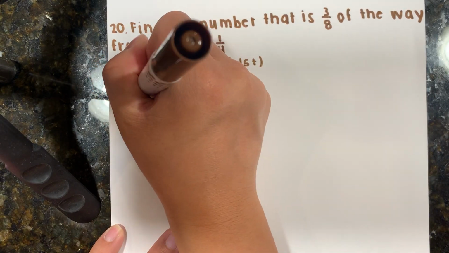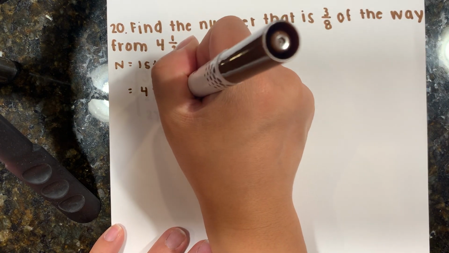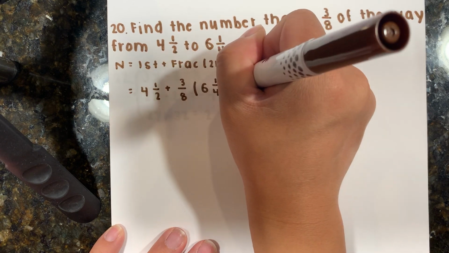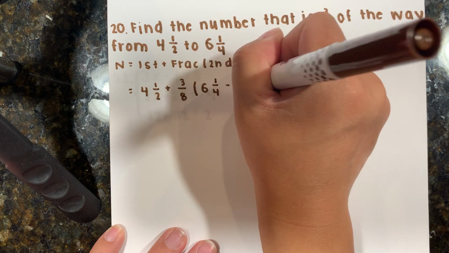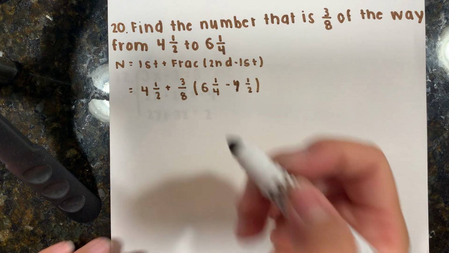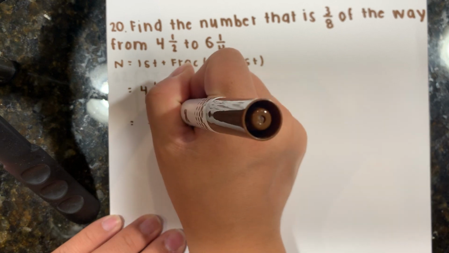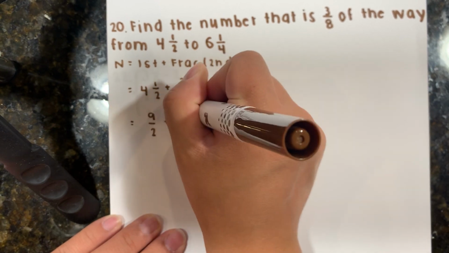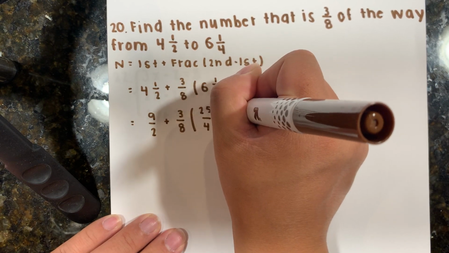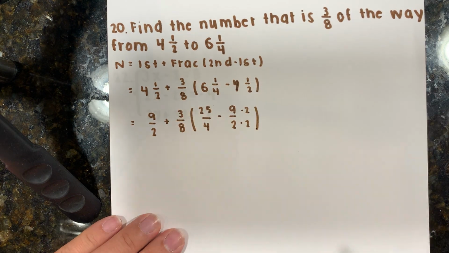So this would be 4 1/2 plus 3/8 times 6 1/4 minus 4 1/2. And we want to make those all into improper fractions. So that would be 9/2 plus 3/8 times 25/4 minus 9/2. I'm going to make that a common denominator so that I can subtract those two.